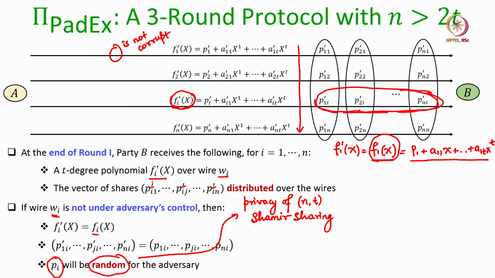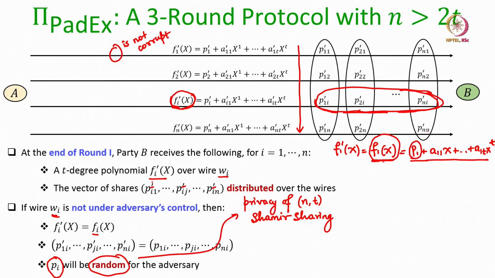So, now we can invoke the privacy property of Shamir secret sharing, which guarantees that if the underlying Shamir sharing polynomial is chosen randomly and if its degree is t, then the constant term of the polynomial remains random from the viewpoint of the adversary. Namely, adversary will not be able to figure out what exactly is the constant term of the underlying sharing polynomial, and that will ensure that the value p1 is random for the adversary.